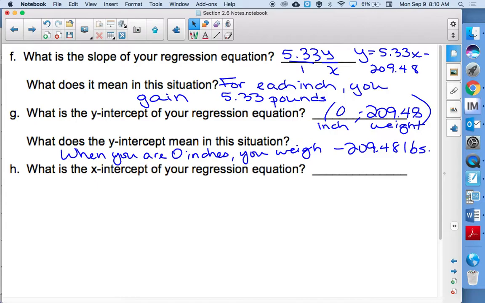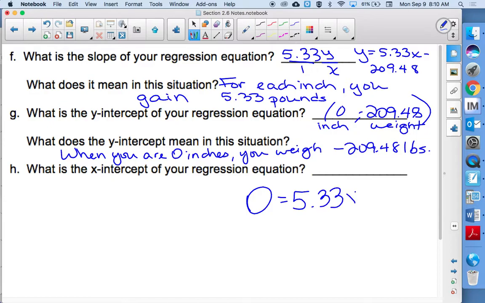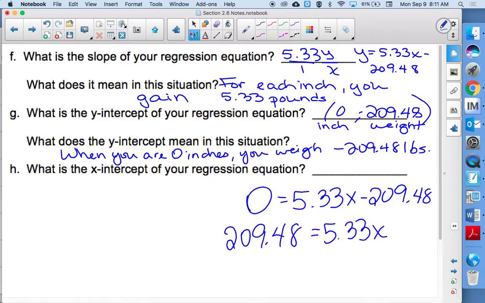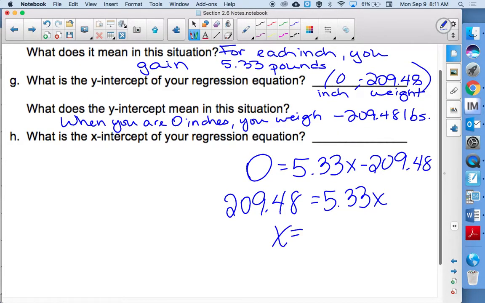The last one wants you to find the x-intercept of our regression equation. So if I want to find x, what do you do with the equation to find x? Josh? You make y 0. So plug a 0 in for y and solve for x. An x-intercept is when the y value is 0. A y-intercept is when the x value is 0. Eva, I think you have this. Yeah, x equals 39.